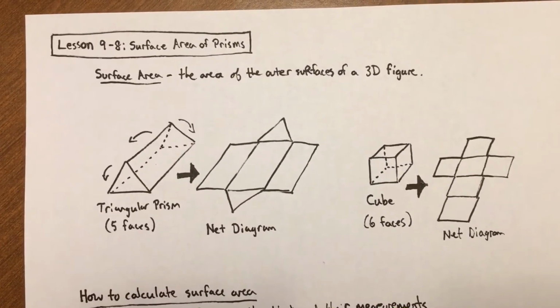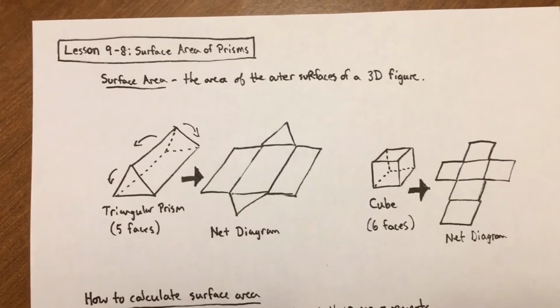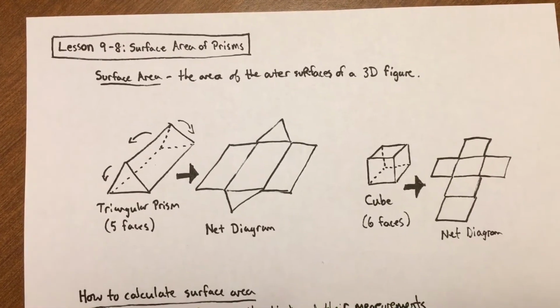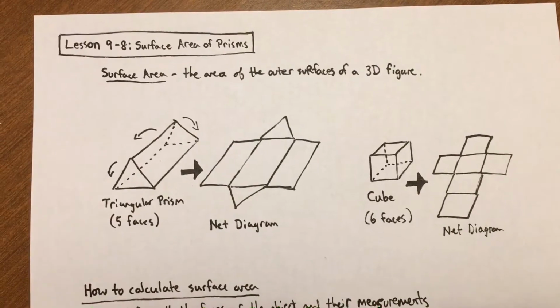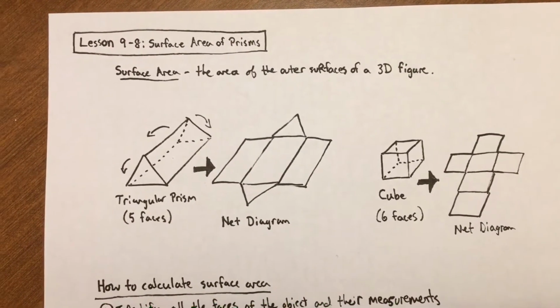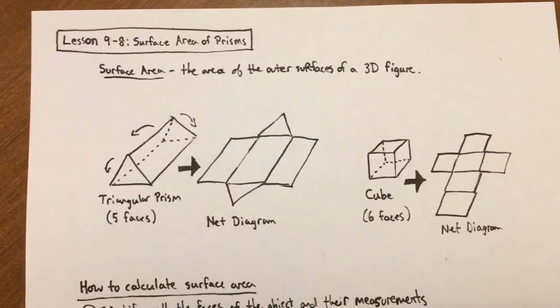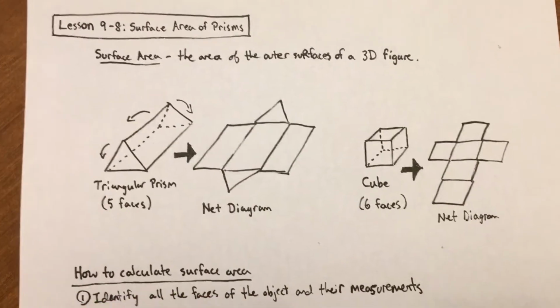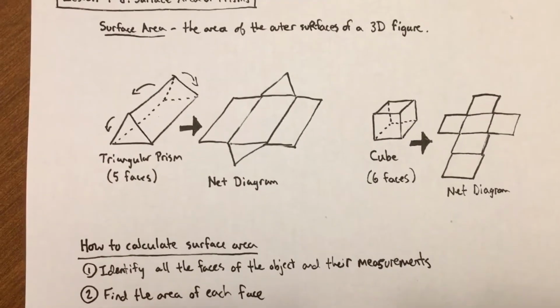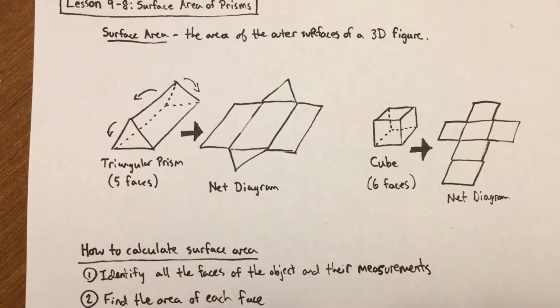Hi class, today's lesson will be on the topic of surface area of prisms. So the term surface area is referring to the sum of the area of all the faces that make up a 3D figure. Now, one way we can visualize surface area is by taking a 3D shape and then flattening that object out by looking at all of its two-dimensional shapes.